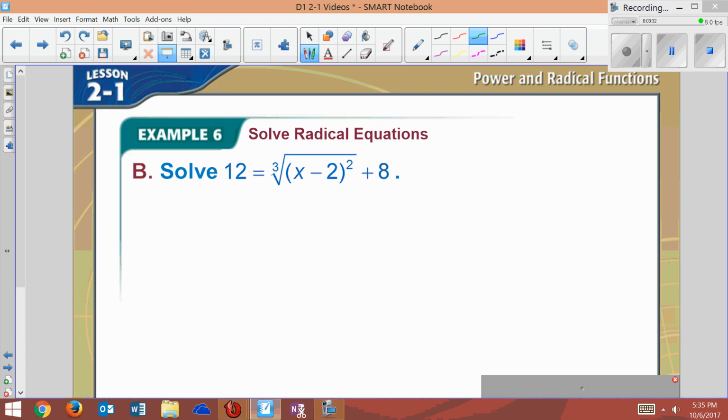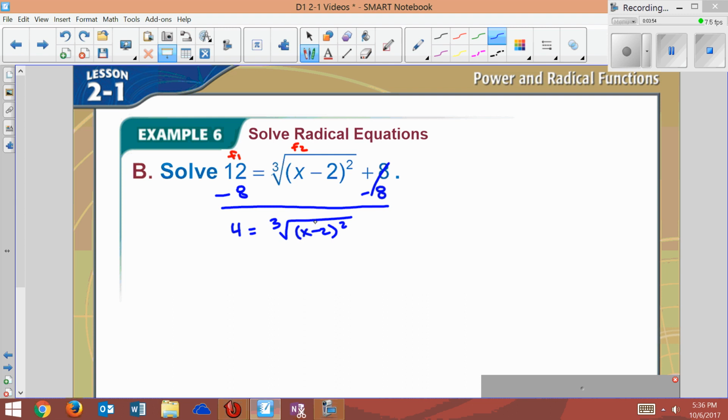Let's try part B. Again, if you wanted to, you could start from the get-go and say that's F1, that's F2, and you could solve this to see what answers you get. But I'm going to work through it doing algebra. So I'll first subtract the 8. That goes away, and so I have 4 equals the third root of x minus 2 quantity squared.